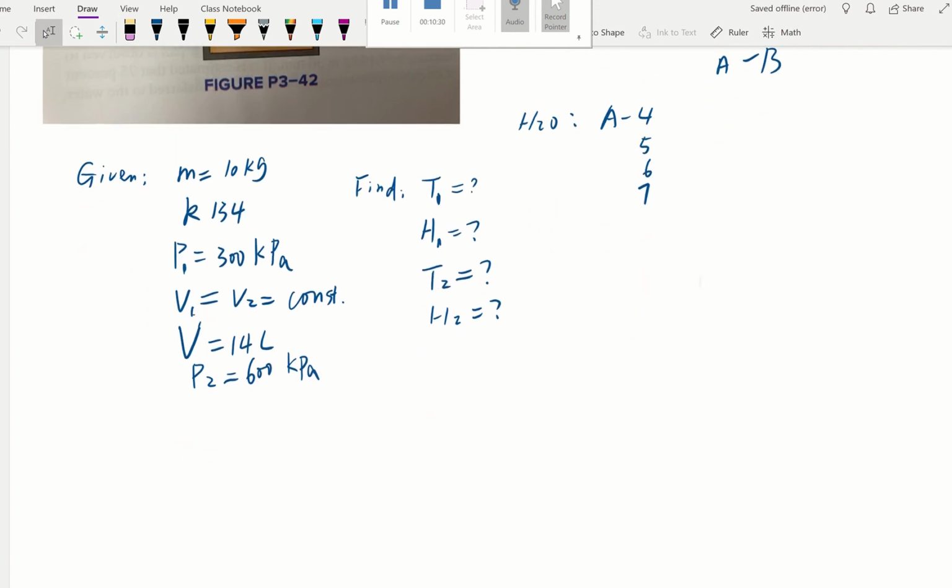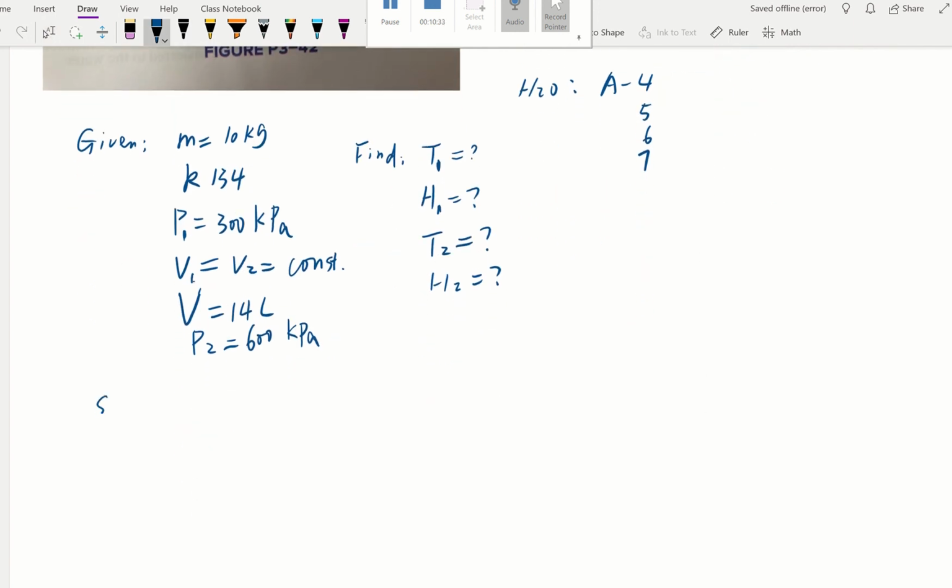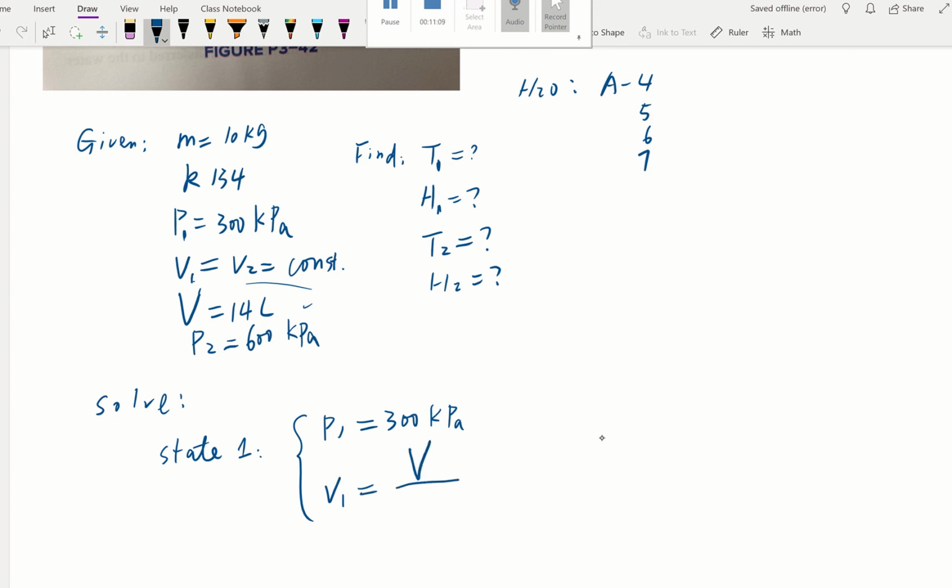All right, now how do we solve this problem? Each state we're going to solve individually. For state 1, we need two properties in order to find the others. What's the first property? The pressure is 300 kilopascal. And what's the second property? They give us the volume, and this volume stays constant. So we want to find the specific volume, V1, small letter. It's going to be big volume over mass.